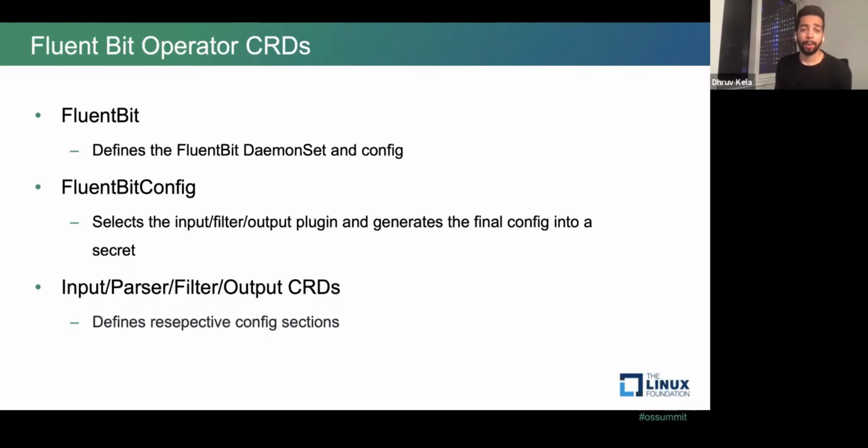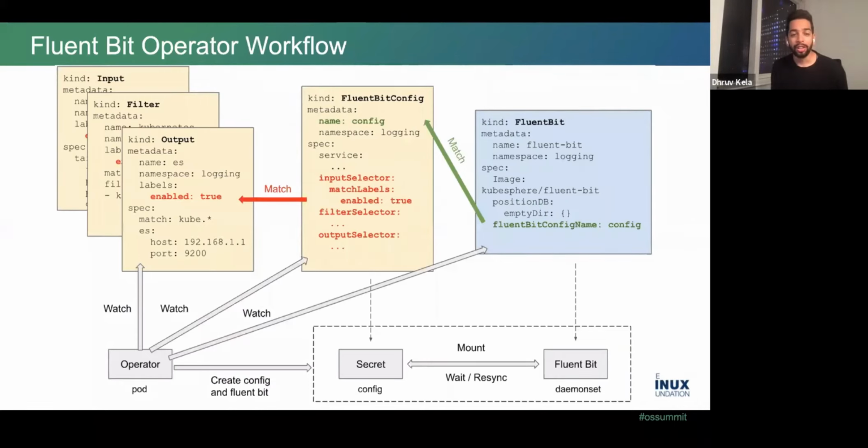So Fluent Bit Operator defines 6 CRDs. The first one is the Fluent Bit, DaemonSet, and config. This FluentBitConfig CRD essentially just selects the input, filter, output plugin and generates the final config into a secret. And the input, parser, filter, output CRDs define the respective config sections. So each input, filter, output represents a config section which is selected by the FluentBitConfig via label selectors.